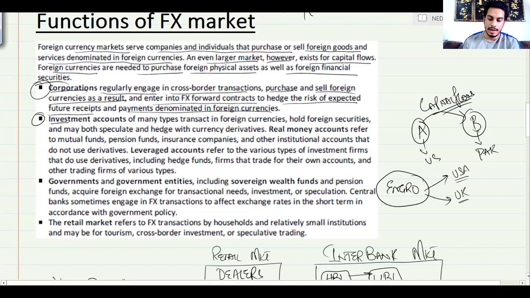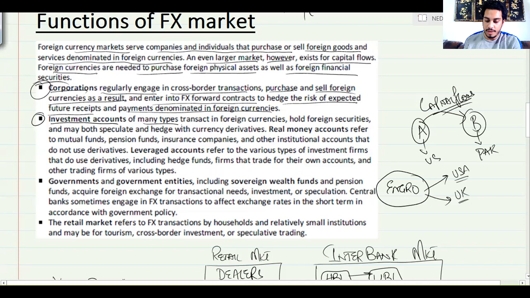Number two, investment accounts. Now the number two important function. If I want to invest in another currency, obviously I need to go and open an investment account in a bank. And in that bank, I'm investing money in another currency, not in my currency. So for that purpose also, I need a foreign exchange market to help me, facilitate me to convert my currency into another currency, right? So it helps in investment accounts.